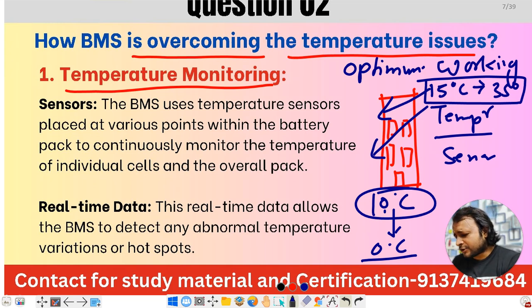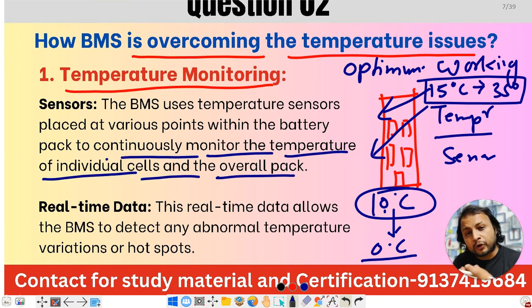Okay, so that is what continuously monitors the temperature of individual cells and the overall pack. Simply, suppose the temperature of one cell goes beyond 35-40 degrees centigrade or near 50 degrees centigrade, so the BMS will disconnect that cell from the operation. Got it or not? Okay.